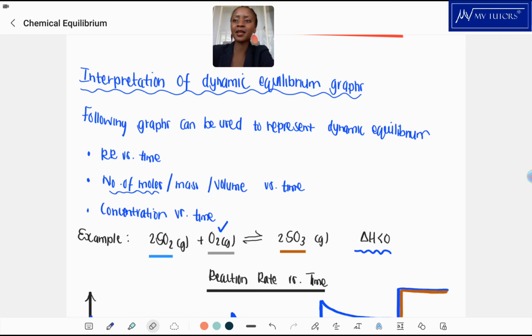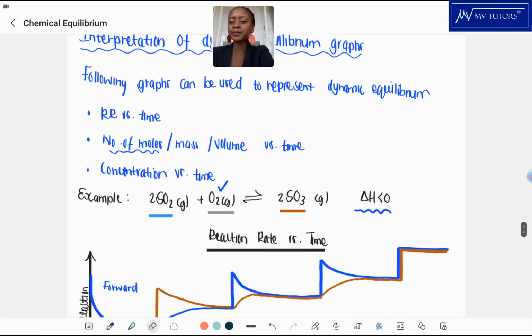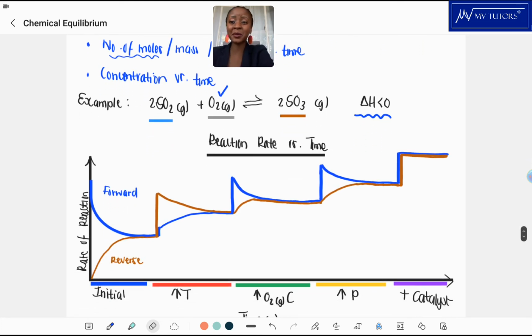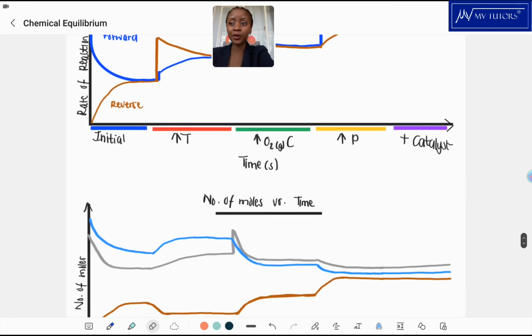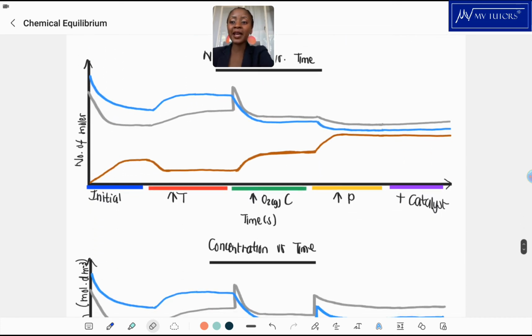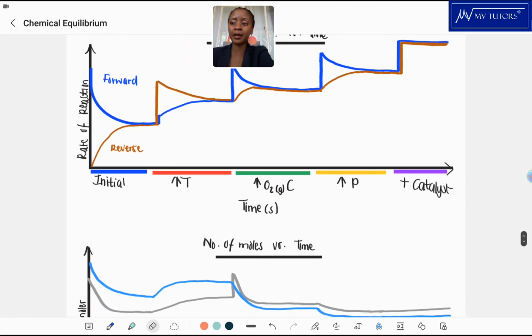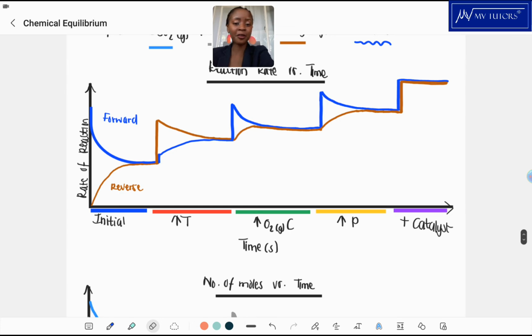Okay, so let's have a look at the graphs. I decided I'm just going to draw them beforehand. I did a recording where I was drawing them as I spoke, but it took a very long time, so I decided, let me just draw it separately. So we have reaction rate versus time, number of moles versus time, and concentration versus time. As you can see here, I keep varying something. There's initial conditions and then increase in temperature, increase of the concentration of oxygen, increase in pressure, as well as the addition of a catalyst.